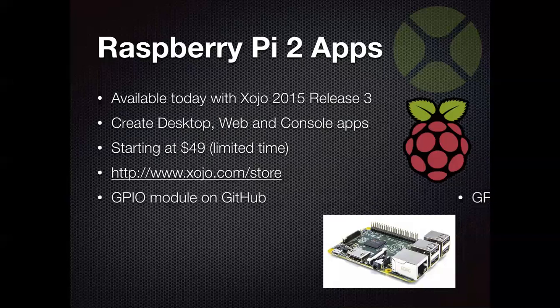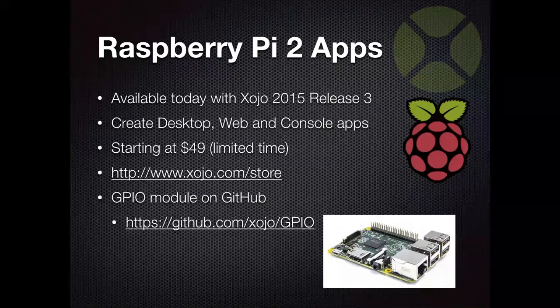Also available as of this morning is the Gpio module that is on GitHub. That is a Xojo module that you can use with your Xojo Raspberry Pi apps to communicate with the Gpio port on the Raspberry Pi. And we'll be looking shortly at how to actually use that when I wire up a circuit on that other camera for you later. And you can find that on GitHub here.